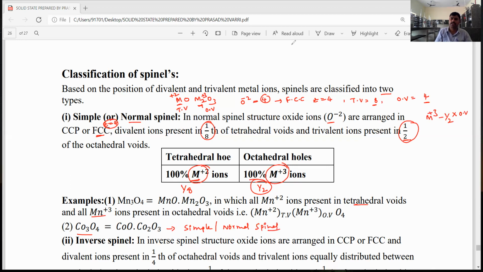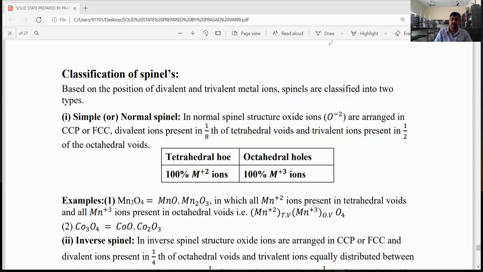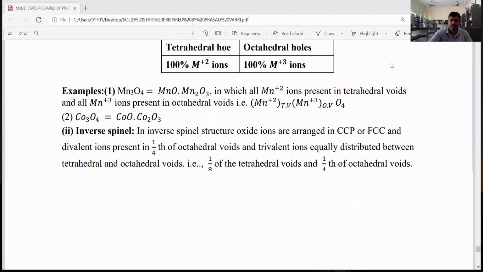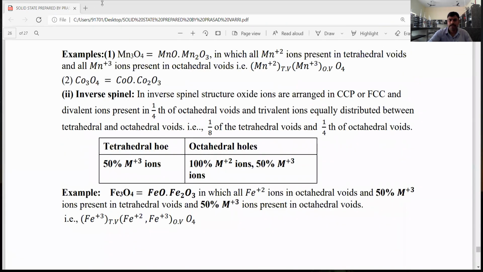Okay, let's go for inverse spinel structure, dear students. What is the inverse spinel? Inverse spinel means reverse. So here in inverse spinel structure, the oxide ions are arranged in FCC only. Oxide ions have FCC or CCP arrangement. So here Z is equal to 4. Then the tetrahedral voids, 8 are present, and octahedral voids, 4 are present.